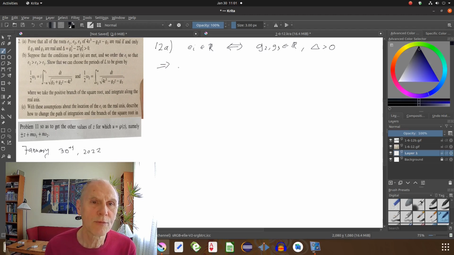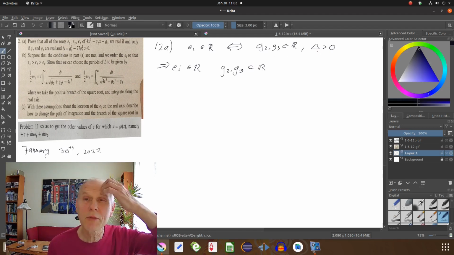So we assume the e_i are real. The first thing we can conclude is that the sums are real then, because they're symmetric polynomials in the e_i, being the coefficients in this polynomial. Next, we have to show that the discriminant is positive.